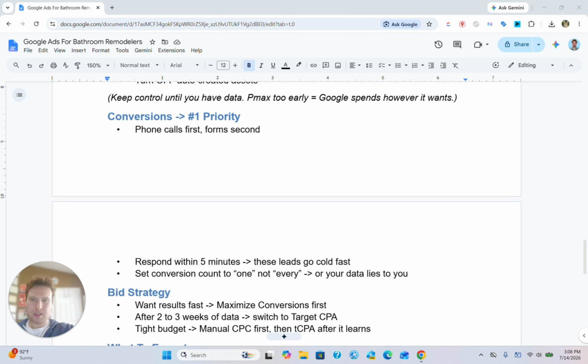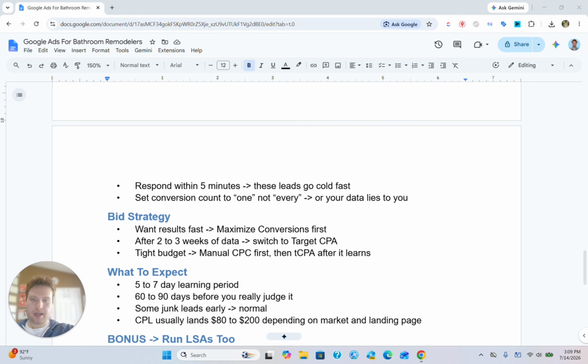Conversions are going to be the number one priority. Phone calls and forms second. The reason why phone calls is immediate. There's less friction compared to a form. On a form, some people might feel weird putting their information in and then getting spammed immediately. But with the phone call, it's more casual and people are more likely to respond when they hear your actual voice. You really have to respond quickly. I have seen before where people call and then the calls are abandoned and then it's really hard to get those leads later. So respond quickly.